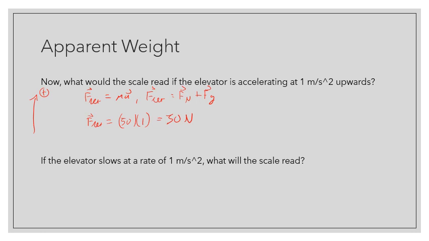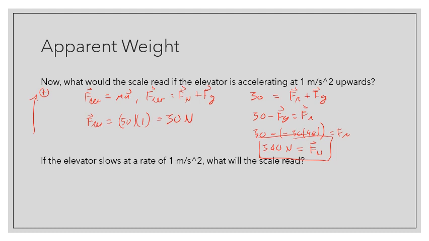So 50 newtons is equal to Fn plus Fg. That means that 50 minus Fg is equal to Fn. Remember that Fg is actually going downwards, so it's minus negative 50 times 9.8. That's equal to Fn. So 540 newtons is equal to Fn.